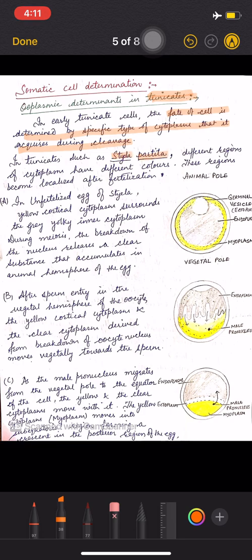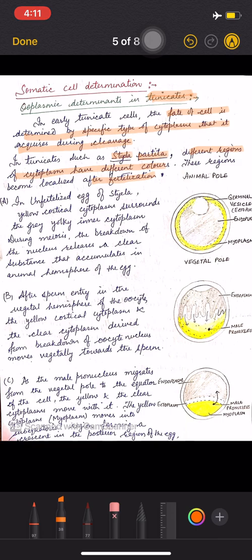Now in this case the different regions of the cytoplasm have different colors. You can see in the diagram also there are different colors. These regions which have different colors become localized or separate like this. When does this kind of arrangement come in them? After fertilization. In the unfertilized egg of Styela, the yellow cortical cytoplasm surrounds the gray yolky inner cytoplasm.